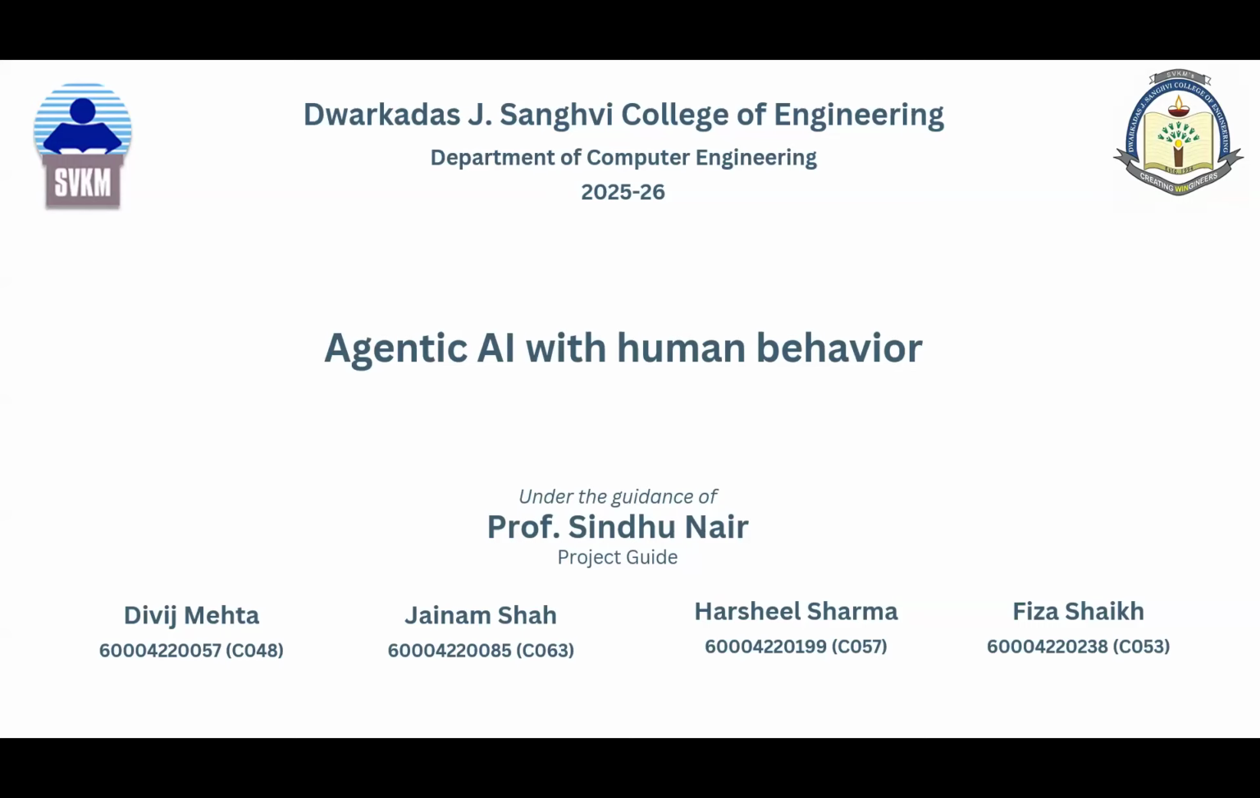Research focuses on comparing two different approaches used to build these intelligent agents. The first approach uses a single LLM to perform all the reasoning and decision making, whereas the second approach uses multiple agents working together collaboratively. Through this research, we aim to understand which architecture performs better. Let's move to the introduction.